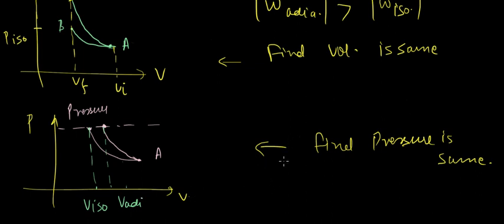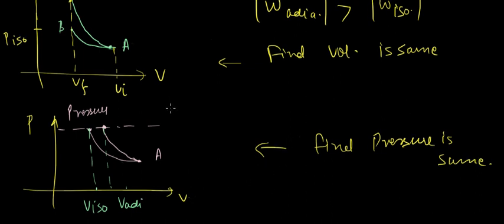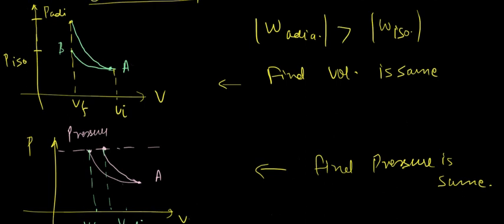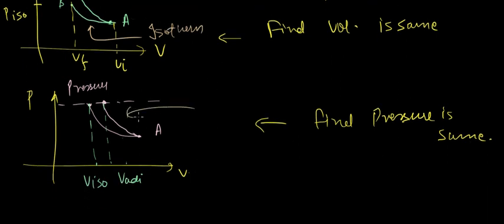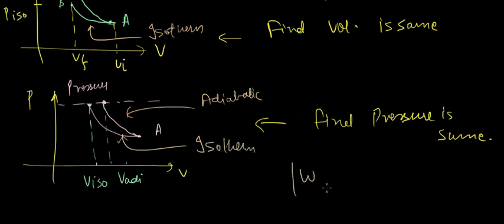Okay, so I forgot to mention that this was adiabatic in the previous case and this was isotherm, and in this case this is adiabatic and this is isotherm. So again in this case we can see that W of adiabatic would be more than W of isotherm.